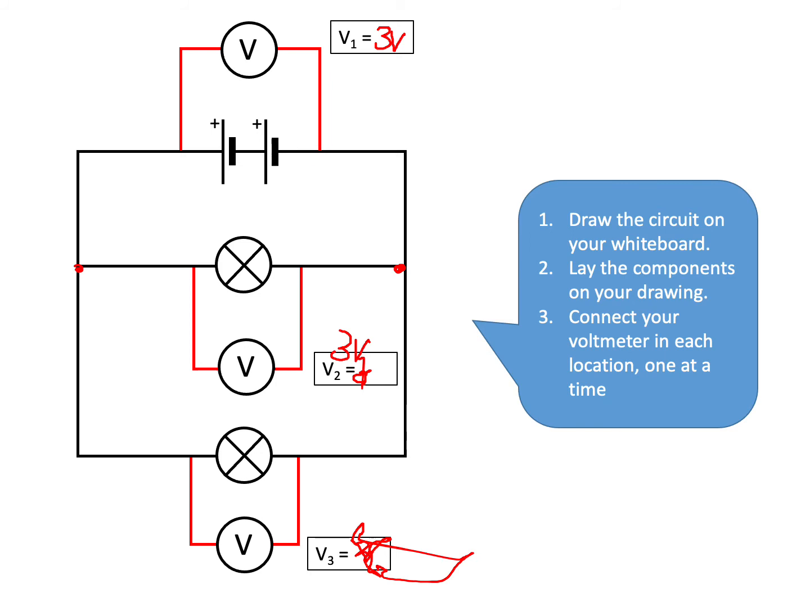I can't control this pen for some reason, sorry about that. That will be 3 volts also. So when we have components, in this case these two components are lamps, connected in parallel, they will have the same voltage as the supply, 3 volts, 3 volts, 3 volts.